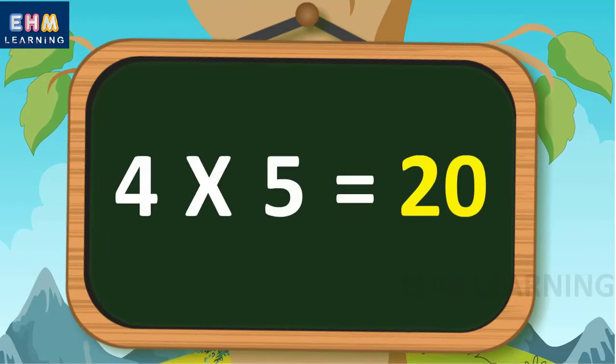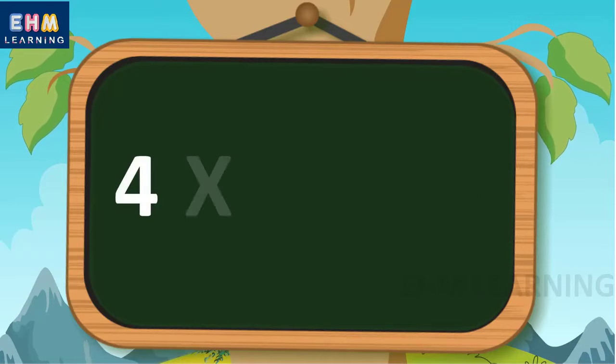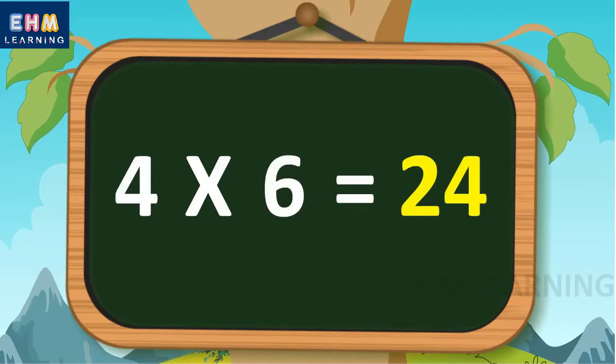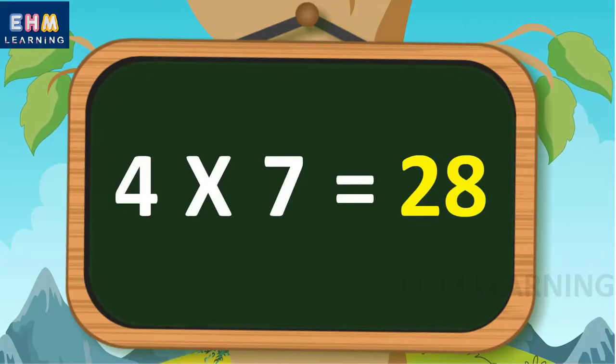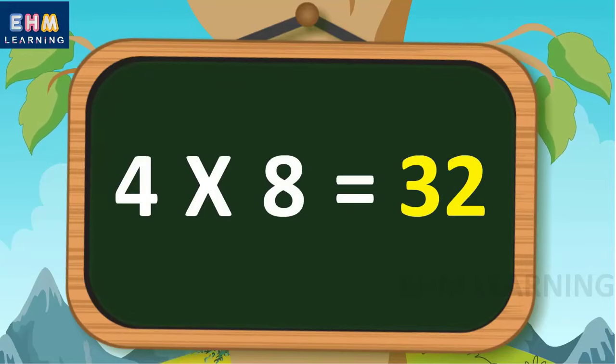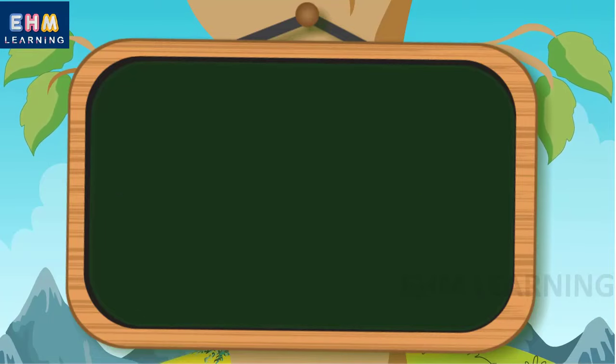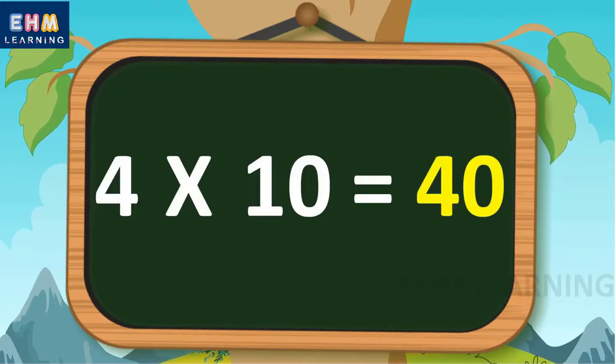4 fives are 20. 4 sixes are 24. 4 sevens are 28. 4 eights are 32. 4 nines are 36. 4 tens are 40.